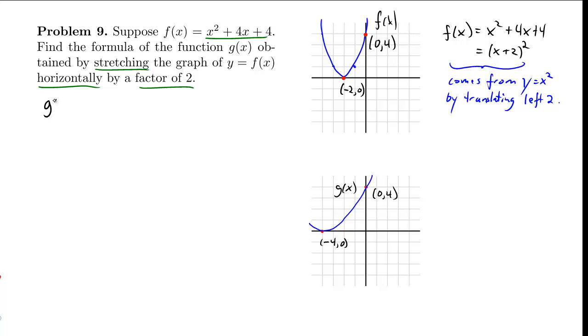The formula for g comes from replacing x with x divided by 2. That is, we replace x with x divided by the amount of the horizontal stretch. So, g of x equals f of x over 2, which is x over 2 all squared plus 4 times x over 2 plus 4. And that equals x squared over 4 plus 2x plus 4.